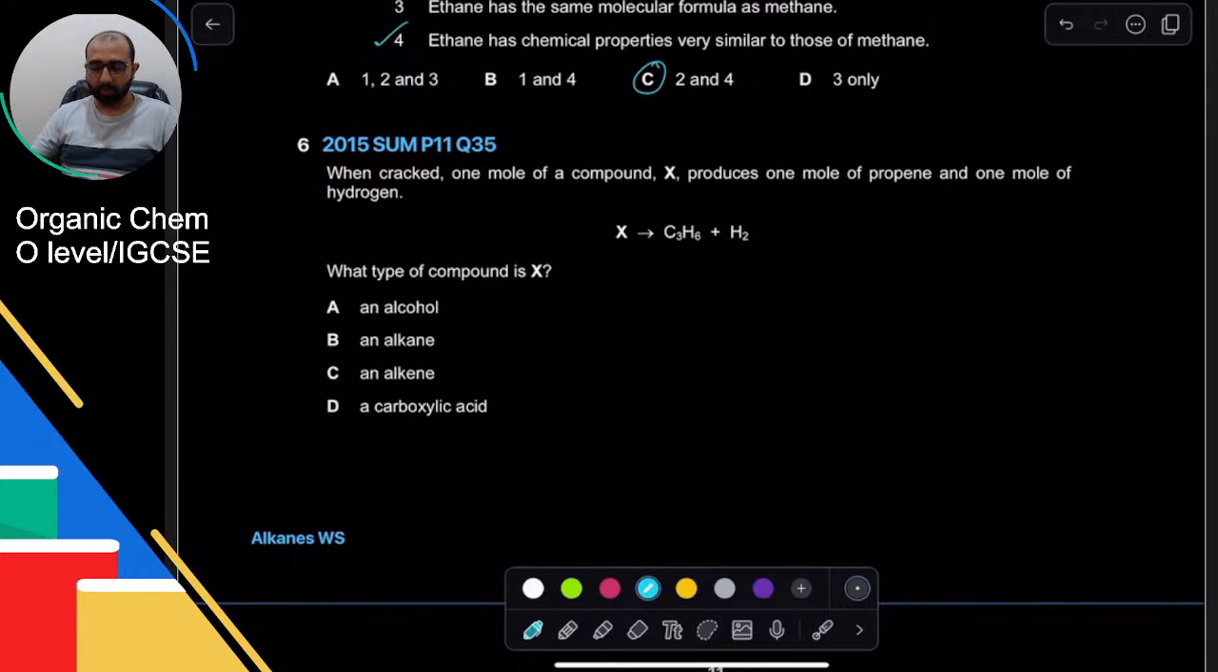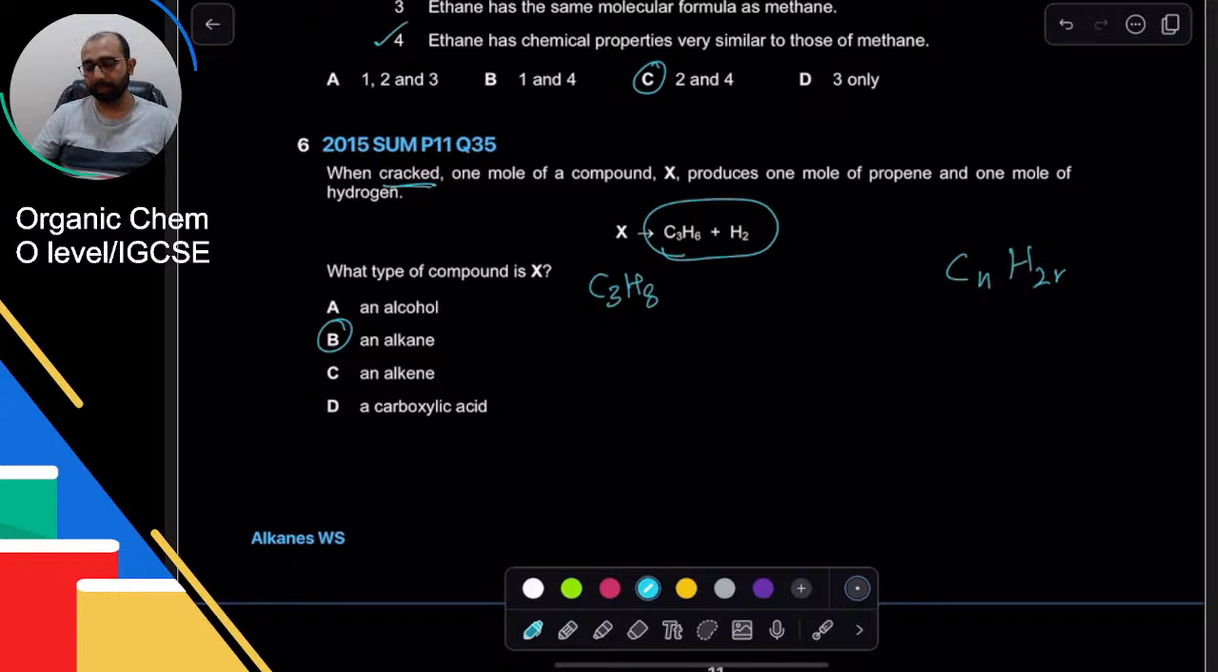When cracked, 1 mole of compound X produces 1 mole of propene and 1 mole of hydrogen. So cracking is a source of hydrogen. This is something that we know. Now, how do we know what X is? In cracking, nothing is lost. The atoms on the left side and the atoms on the right side are obviously the same, just like any other chemical reaction. The difference is that in cracking, you start with one big molecule and break it down into smaller molecules. So here the compounds will be combined, so there will be C3 and H8. So that is going to be an alkane, right? Because it is a hydrocarbon which is saturated, which has no double bonds, which follows the CnH2n plus 2 general formula.